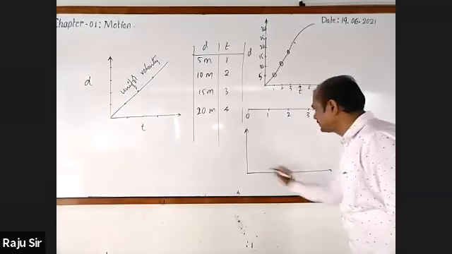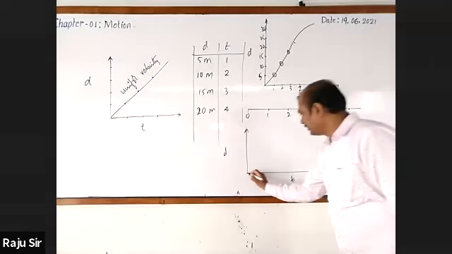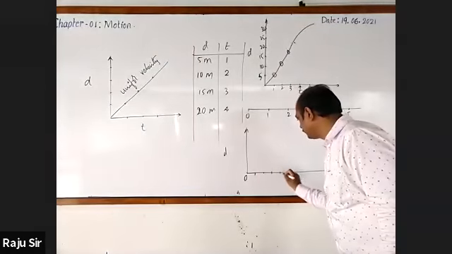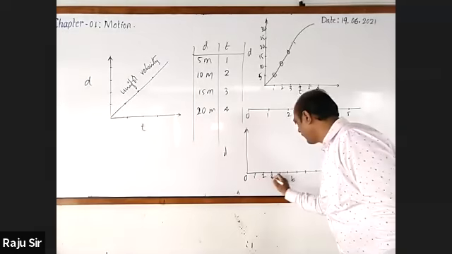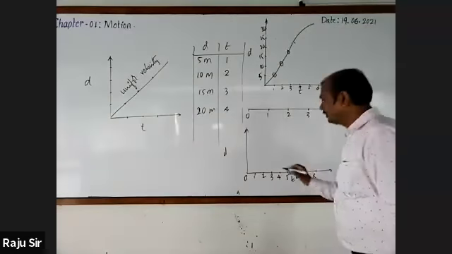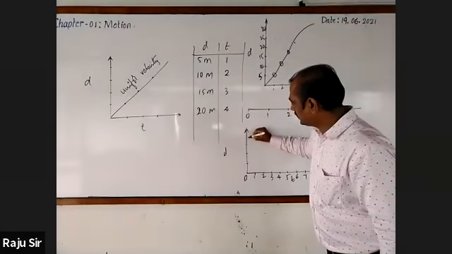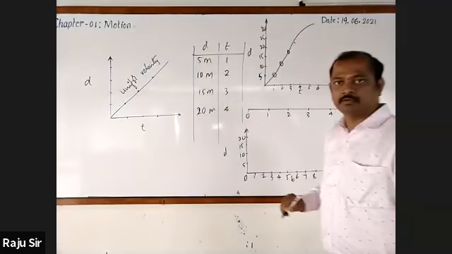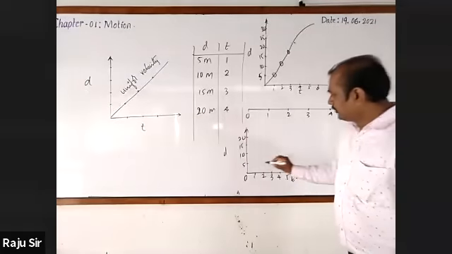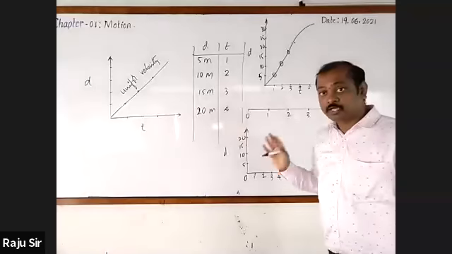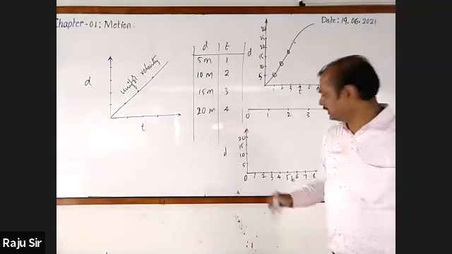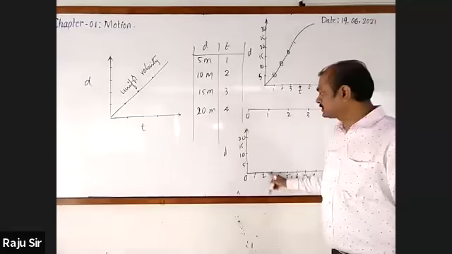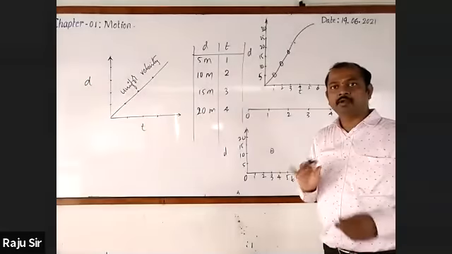Observe. This is the time axis. This is the distance axis. Here 0, 1, 2, 3, 4, 5, 6, 7, 8. Here I'll write 5 meter, 10 meter, 15 meter, 20 meter, and so on. In the first 3 seconds, the body has covered a distance of 10 meter. That can be marked here. This is the point.